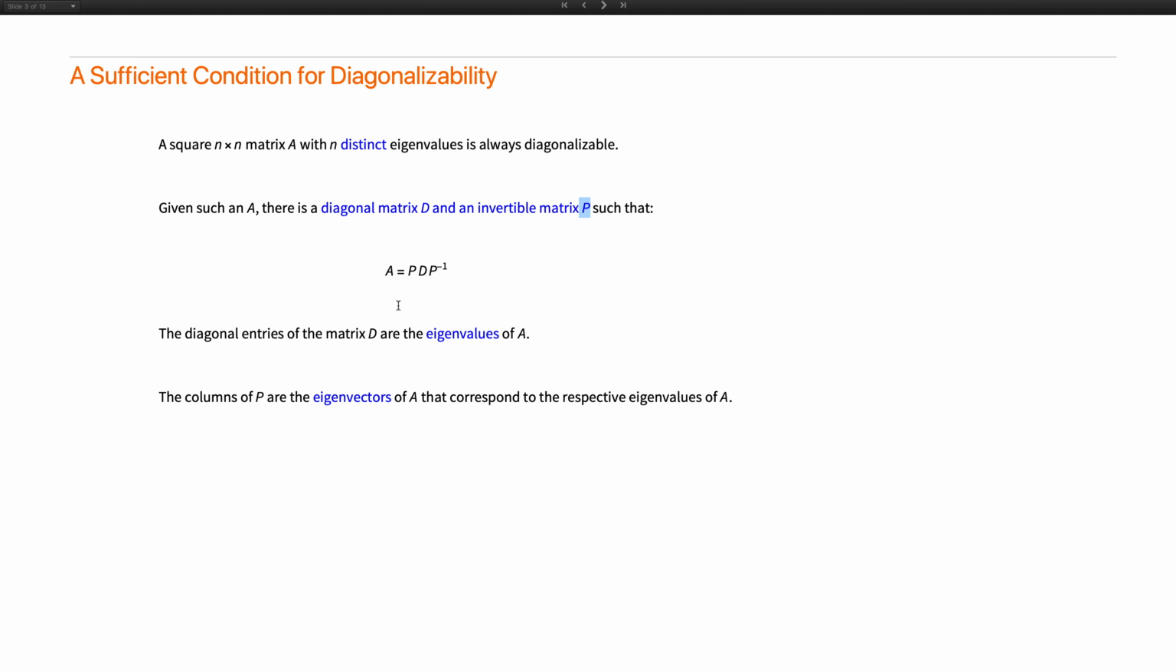And fortunately, it's very easy to find D, namely D is a diagonal matrix whose diagonal elements are the eigenvalues of A. And P also is quite easy to find out. The columns of P are the eigenvectors of A that correspond to the respective eigenvalues. So that's a nice sufficient condition for diagonalizability, namely you've got n distinct eigenvalues.